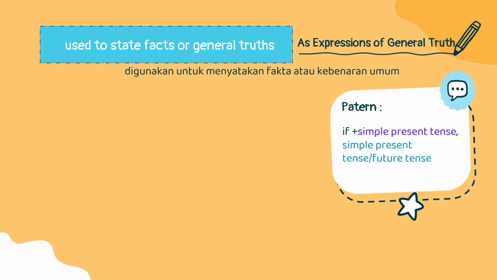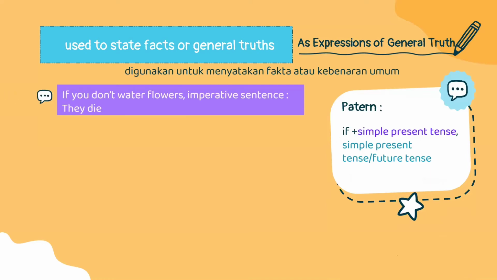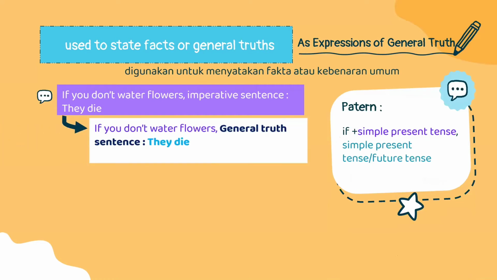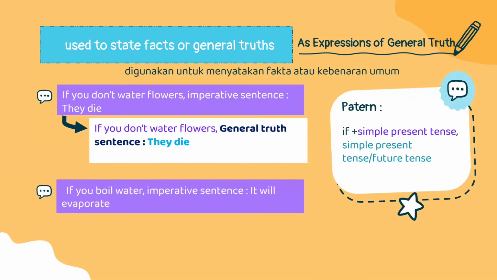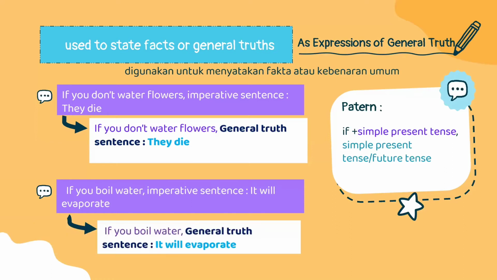Pattern, if plus simple present tense, or future tense. For example, if you don't water flowers, they die. If you don't water flowers, if plus simple present tense, they die, simple present tense, or future tense. If you boil water, it will evaporate. If you boil water, if plus simple present tense, it will evaporate. Future tense.